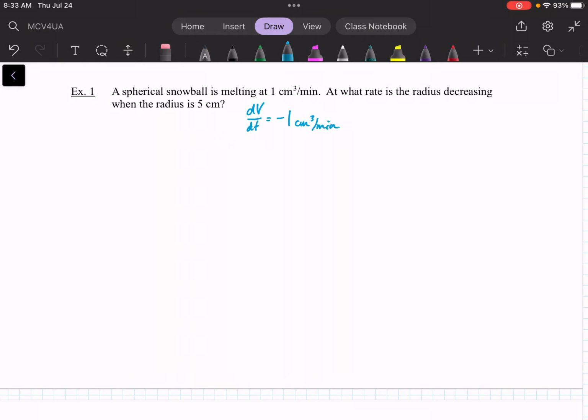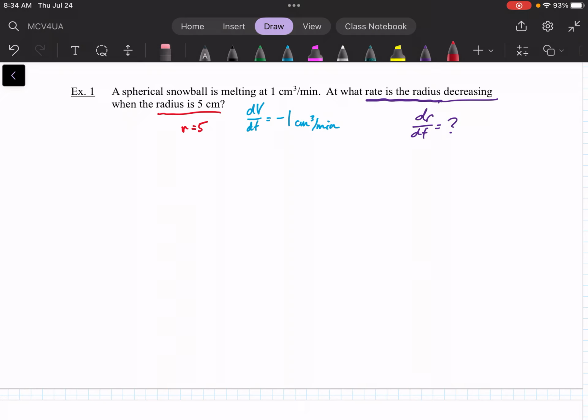The next part says, at what rate is the radius decreasing? So we need to find dr/dt, which is a question mark, when the radius is 5 centimeters. So there's the other portion of it. It tells you that the radius is the value of 5.